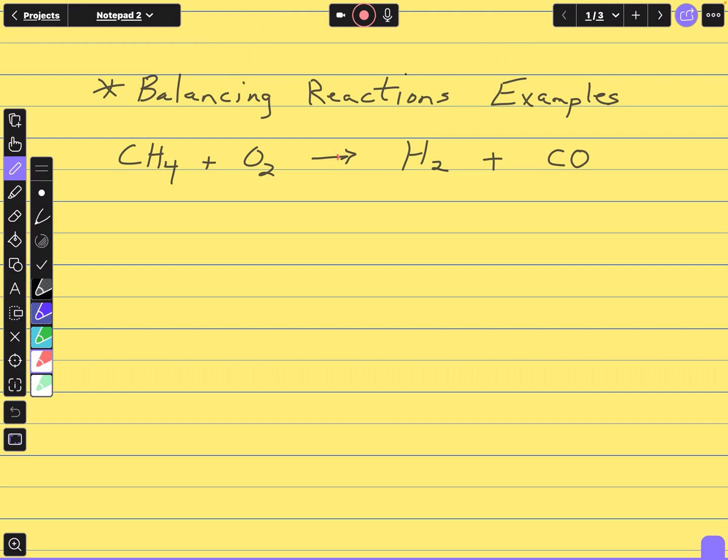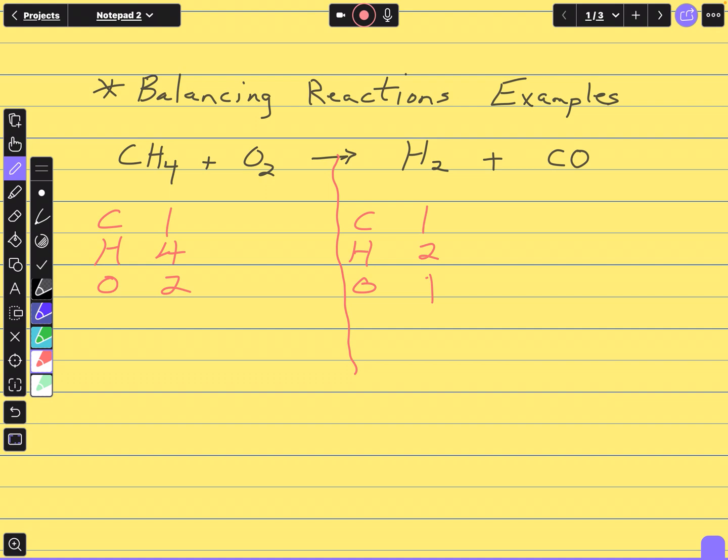So what I'm going to do is draw a line down the middle. In this reaction, it has carbon, hydrogen, and oxygen. I'll put that on both sides, and I'm going to list the number of atoms on each side. On the left, I have carbon, I just have one atom. Hydrogen, I have 4. And oxygen, I have 2 of those. On the right, I have 1 carbon, 2 hydrogens, and 1 oxygen.